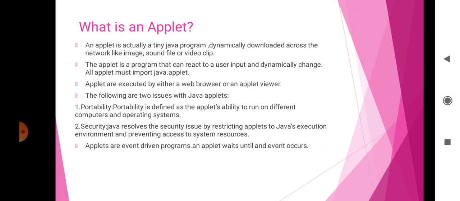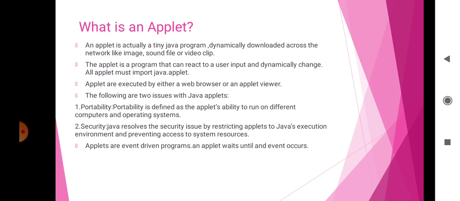Then what is meant by applet? One of the main features of Java is the applet, and applets are dynamic and interactive programs. Applets are usually small in size and facilitate event-driven applications, and they can be transported over the web. An applet is actually a tiny Java program dynamically downloaded across the network like images, sound files, video clips, etc. The applet is a program that can react to user input and change dynamically. All applets must import the java.applet package, and applets are executed by either a web browser or an applet viewer.